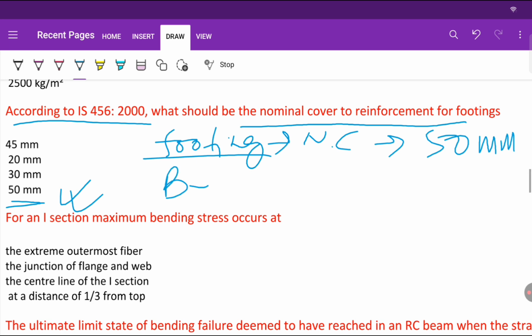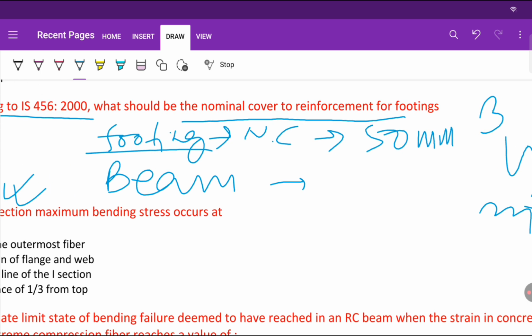Now see, for beams the minimum nominal cover is 25 mm. Okay, for slab it is 20 mm.